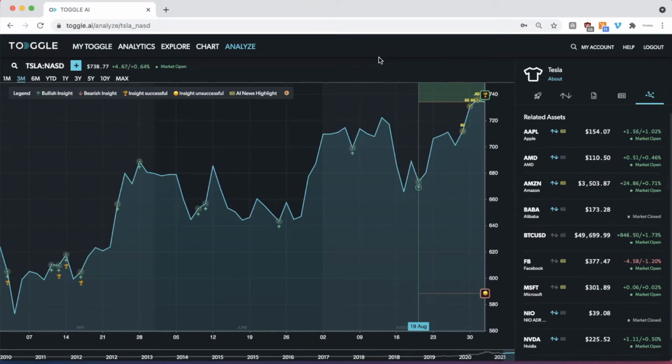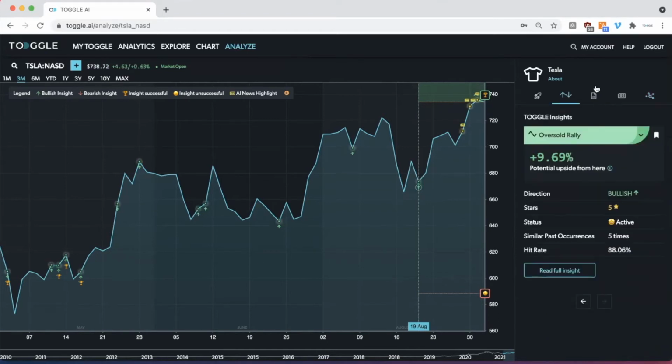The second question comes from Rahul. Can we expand the timeline to see insights from a few months back? I'm assuming that this might be either in response to an individual asset, in which case the answer would be yes, or if it's in the Explore, in which case, the answer is no, you can't go too far back. But in the individual asset, you certainly can. You can go back as many months as you like.